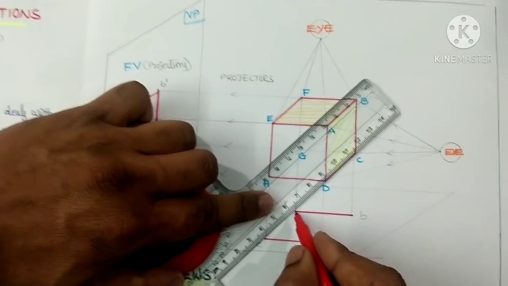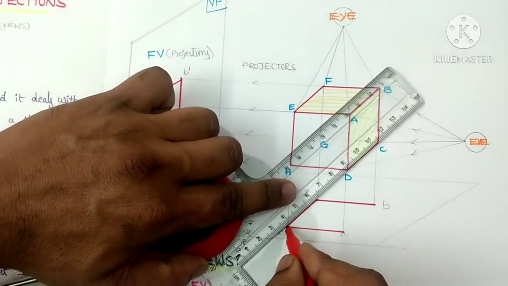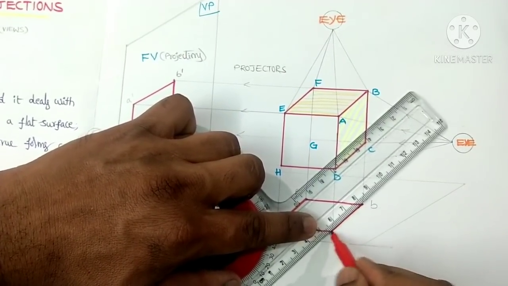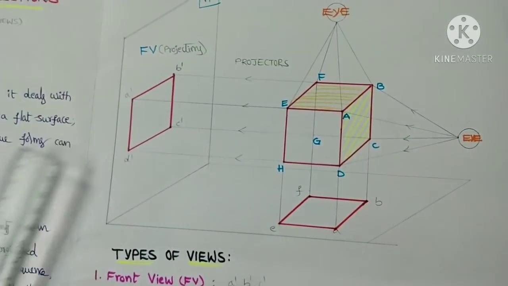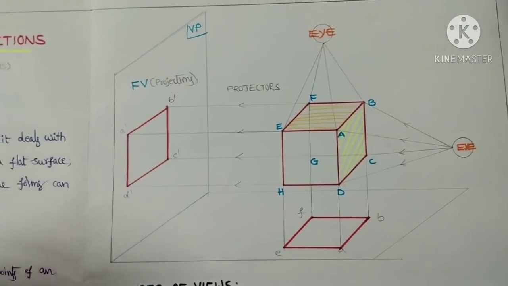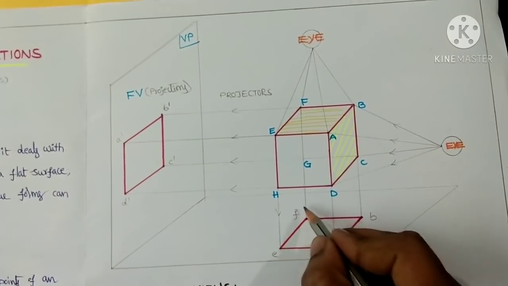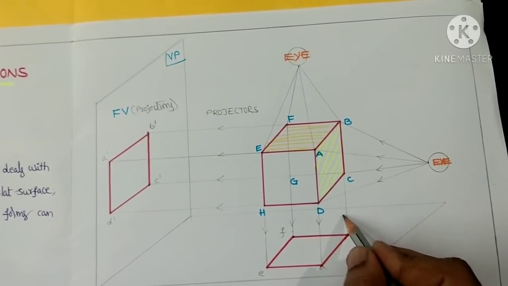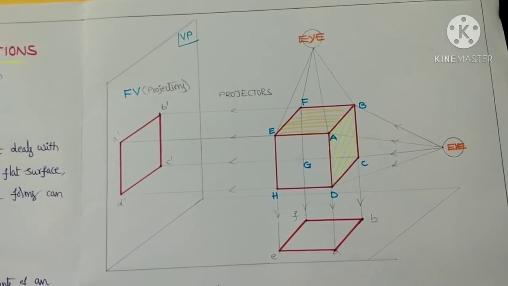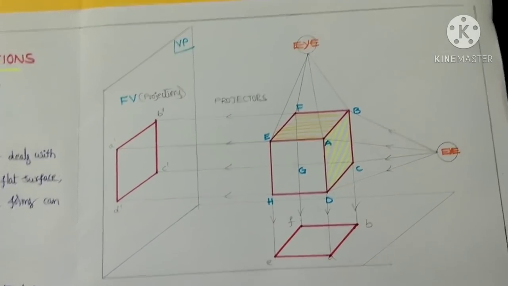So by means of joining all the points in the correct sequence, we will be getting the perfect view, that is called top view here. In this way we will be getting the projections of that particular object. That means that is the top view of this particular cube. So this is the principle of orthographic projection.